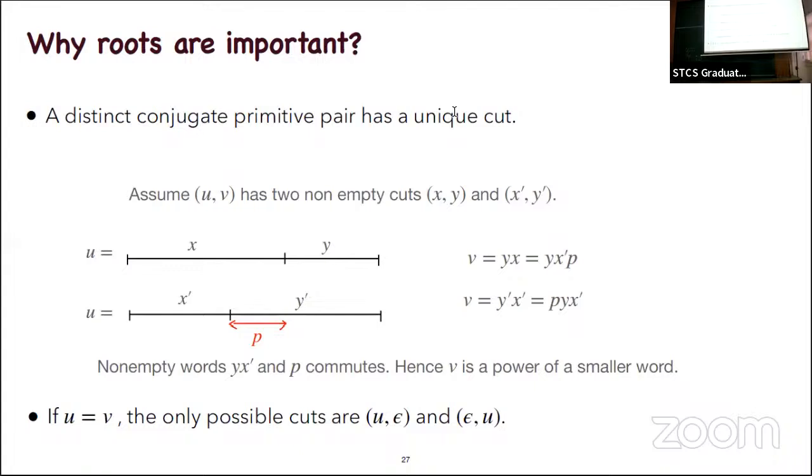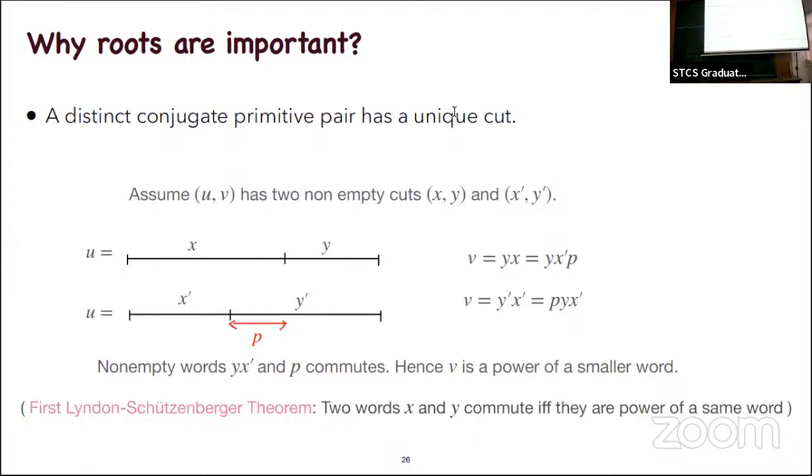Sorry, I think I missed it. What do you mean by commutes here? Commute meaning that xy is equal to yx, like here. Okay. So V is equal to y x prime P, and V is equal to P y x prime. Okay. I see.